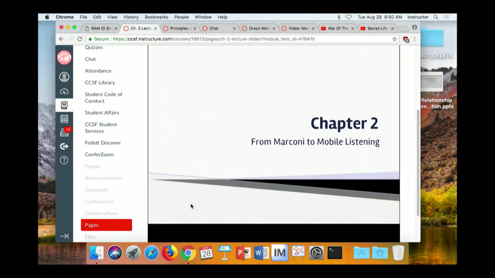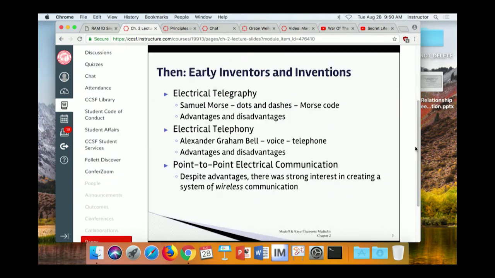Like I said, it's all about the history of media use. The way the textbook is structured, it has sort of a then section, which is always pretty long, talking about the past, then now, our current situation, and sometimes it'll talk about the future, like what's coming up. So when it says then, you know, we're back in the past. So early inventors and invention.